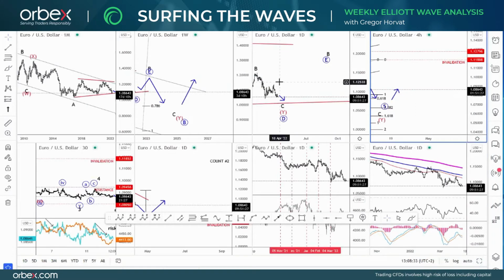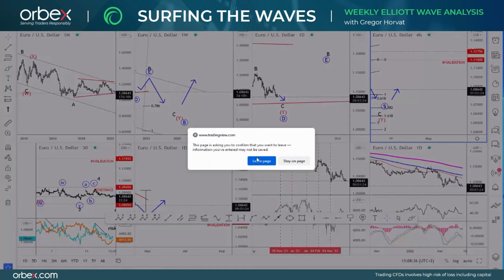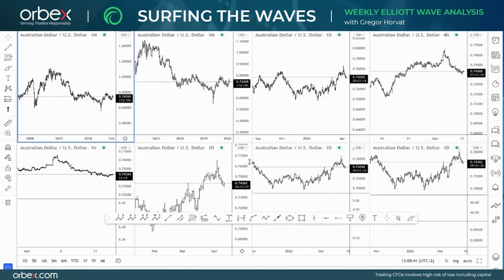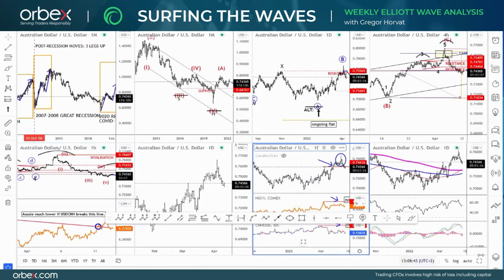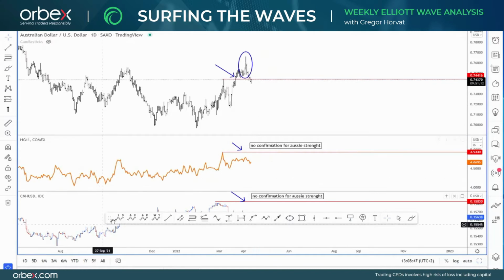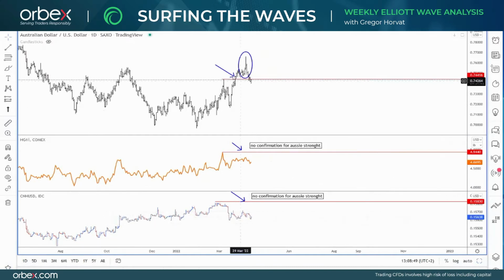Now let's take a look, as we said, at Aussie dollar. Aussie dollar is also turning very nicely to the downside. Before we go to the wave count, I really want to show you this intermarket analysis, where I'm looking at Aussie compared to copper and Chinese yuan versus the US dollar.